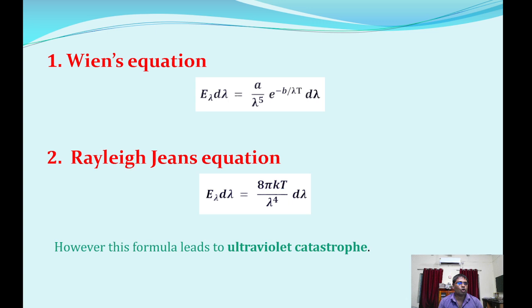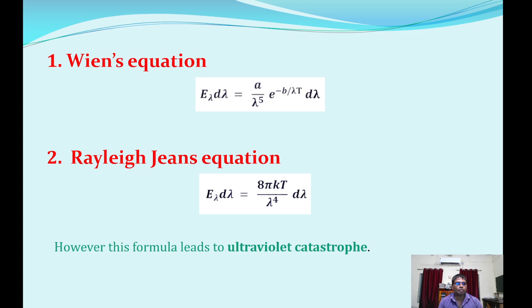Again, according to the law of equipartition of energy, each mode of vibration has an average energy of kT, that is half kT for potential energy and half kT for kinetic energy. Hence, the energy density in this wavelength region is given by E lambda d lambda equal to dn into kT. Now, putting the value of dn in this equation, we can finally derive that E lambda d lambda equal to 8 pi kT by lambda to the power 4 into d lambda. This is known as Rayleigh-Jeans equation.